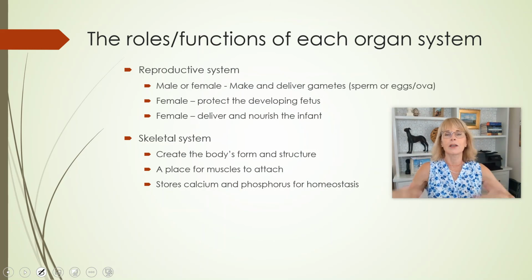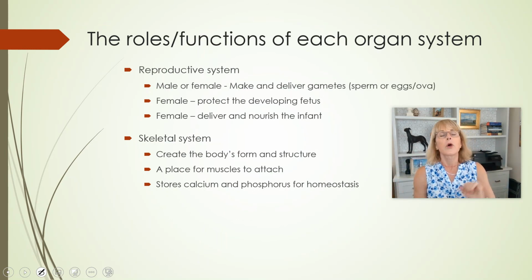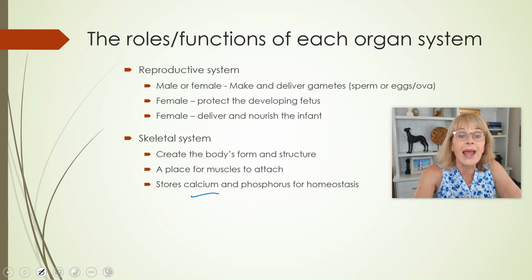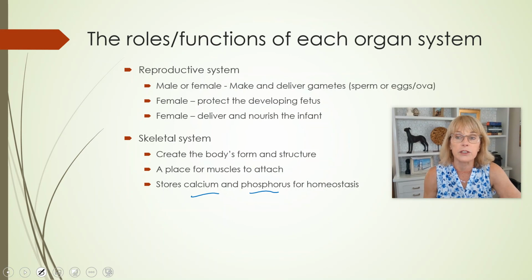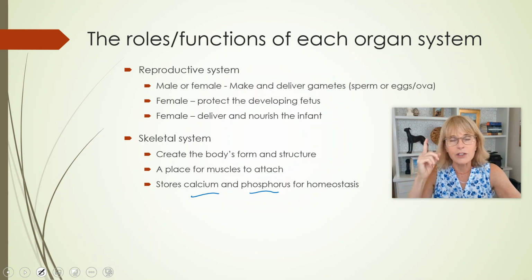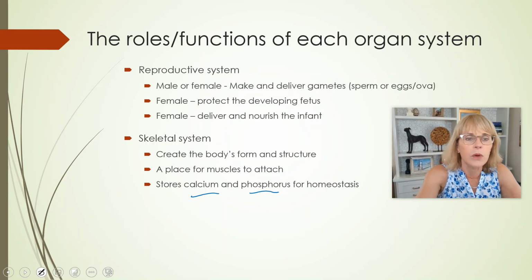And then there's the skeletal system, your bones. The skeletal system gives our body form and structure. It's a place for muscles to attach. Our muscles could move us in the absence of the skeleton, but it's much more efficient with the skeletal system being there. It stores calcium and phosphorus because our body constantly needs calcium and phosphorus. Calcium for every beat of your heart, phosphorus for all of your molecules of DNA. Oh, and energy molecules, ATP.